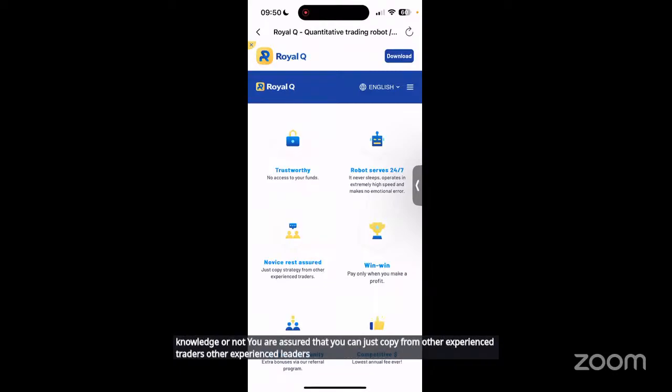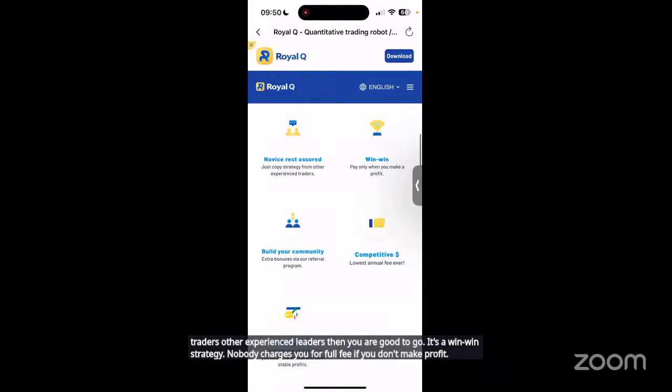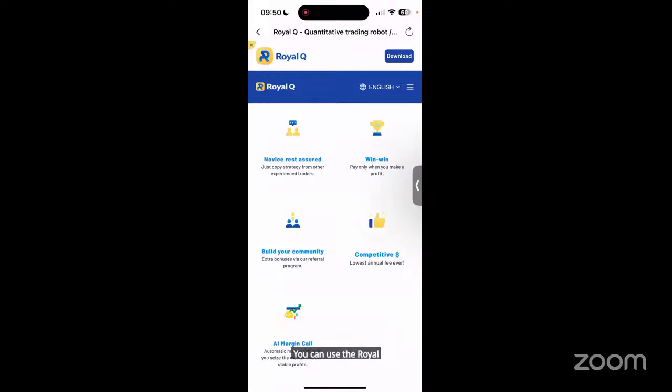Then you are good to go. It's a win-win strategy. Nobody charges you the full fee if you don't make a profit. You can use the Royal Q app to build your community.